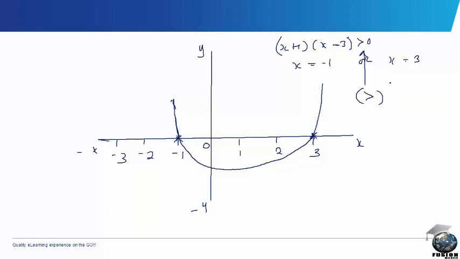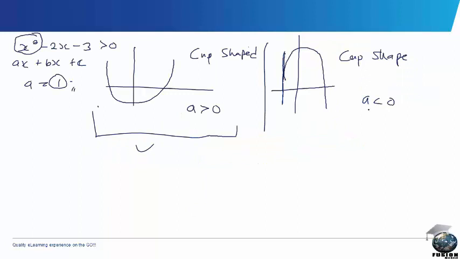Hence, it will be only for the shaded parts. The inequality says greater than, and so it will be outside the curve. This will be the shaded part: x less than -1, and x greater than 3. All right, x greater than 3, and x less than -1.